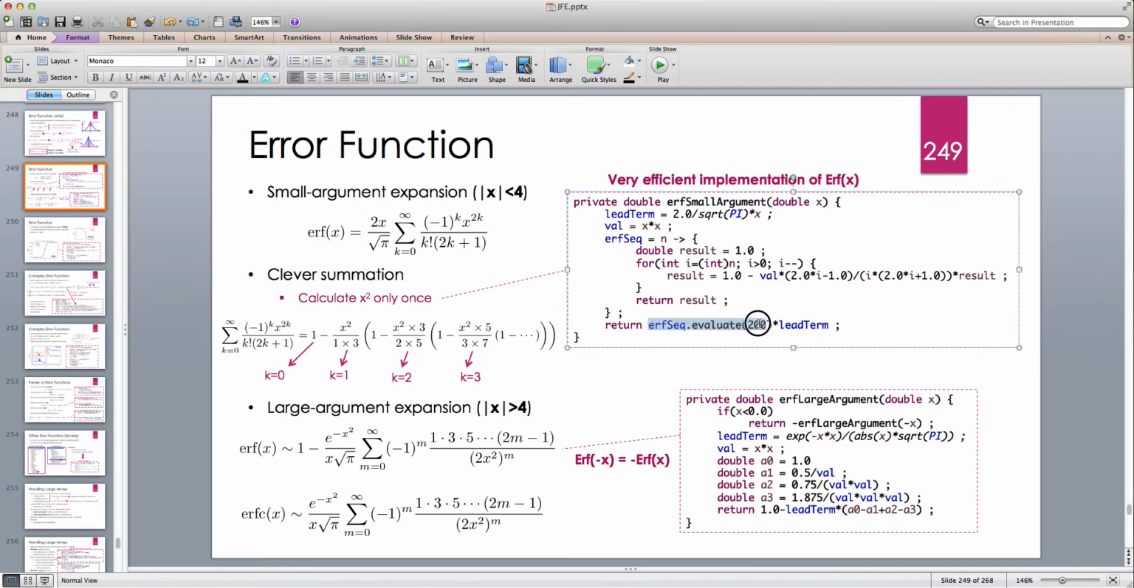And then we evaluate the series at 100, 200. We will look at the convergence of the sequence, and then we multiply it by the lead term, all right?